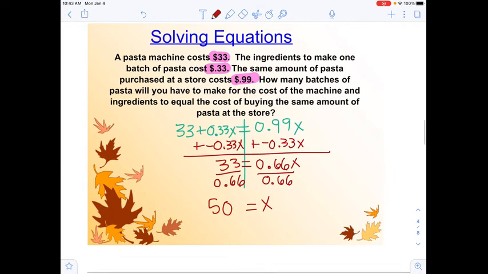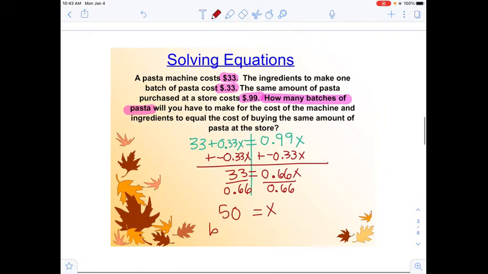But this is a word problem, so we need to label. We need to figure out what it is asking us. Well, it says how many batches of pasta. So it would be 50 batches of pasta.